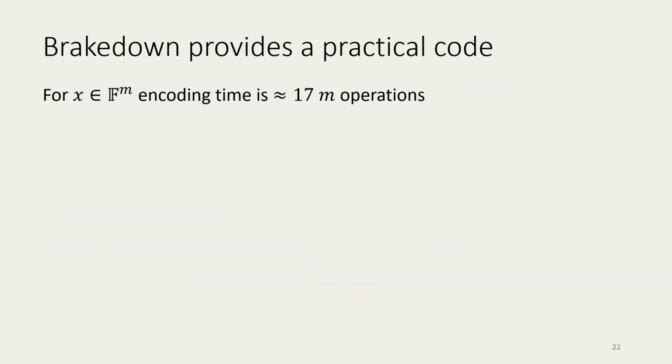So to address this, Brakedown provides a practical code. In particular, for a message of length m, the encoding time is approximately 17 m field operations under some parameter settings.